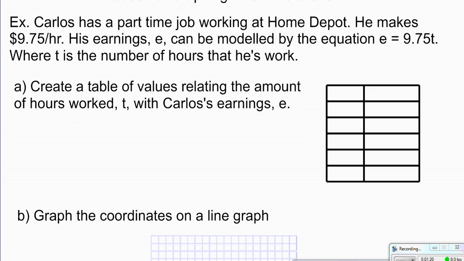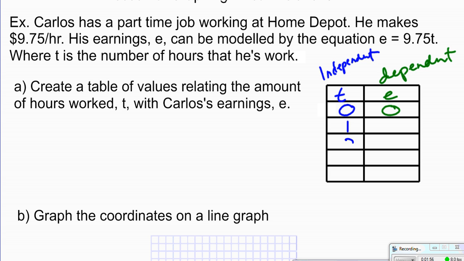So first we need to figure out what is independent, what's dependent. Well, the time happens no matter what, so his time in hours is going to be the independent variable. And so that means his earnings, E, is the dependent variable, so the earnings depend on the amount of time that he works. So it's always good, I think, to include a time of 0. So if he works 0 hours, how much is he going to make? Well, 9.75 times 0, he's going to make no money.